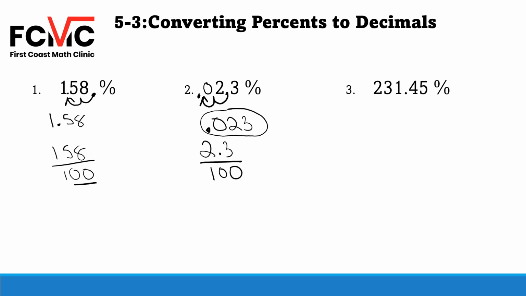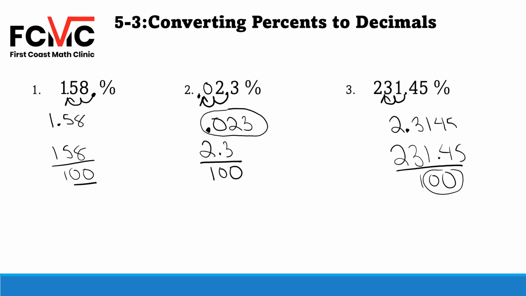And number 3. We have 231 and 45 hundredths. So again, this is 231.45 over 100. So we want to account for those 2 zeros. So let's move our decimal point 2 places. So we get 2.3145. So our answer here as a decimal should be 2.3145.